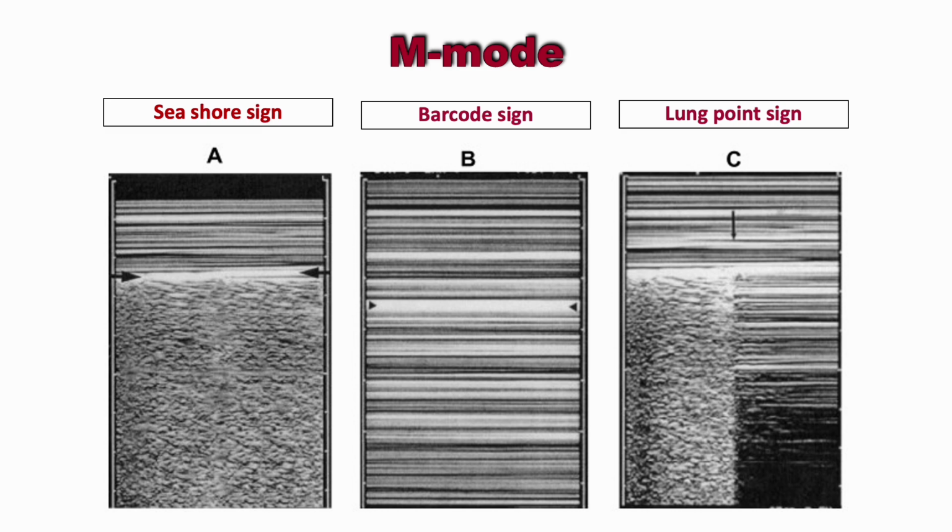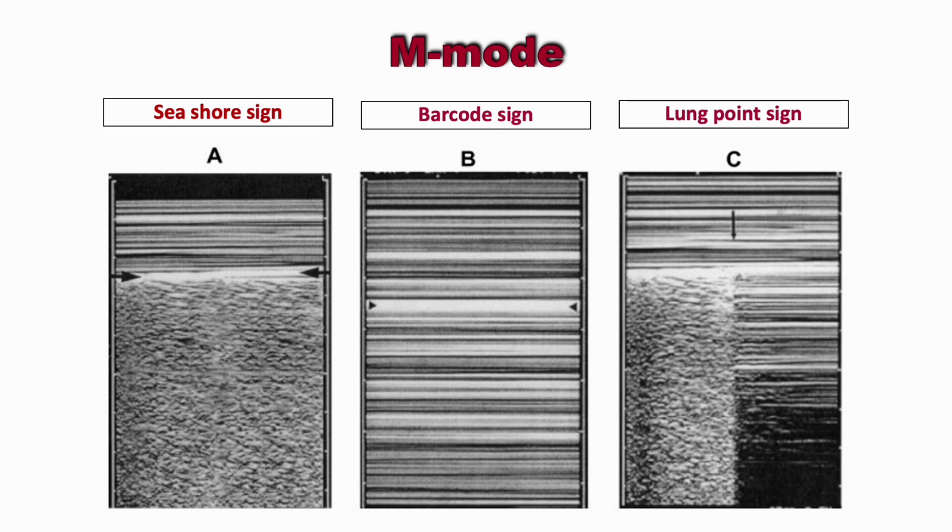Lung sliding can be detected using the M mode. In the M mode, you place the cursor over the pleural line. In the presence of lung sliding, you get image A. The machine will display an image that is often referred to as the seashore sign or waves on a sandy beach. This stratified appearance is because of difference in movement between the chest wall versus the pleural line and the lung.